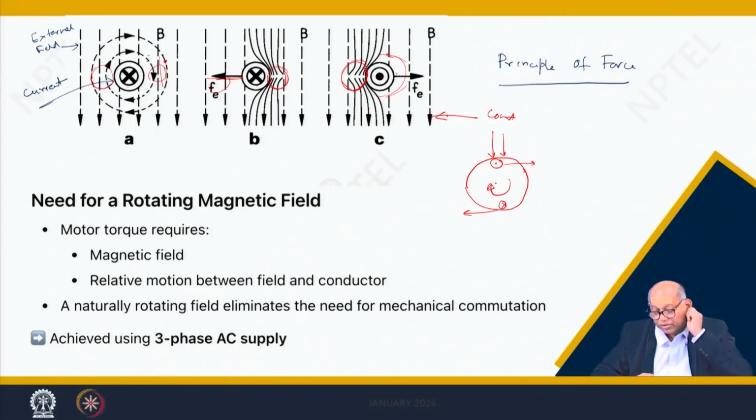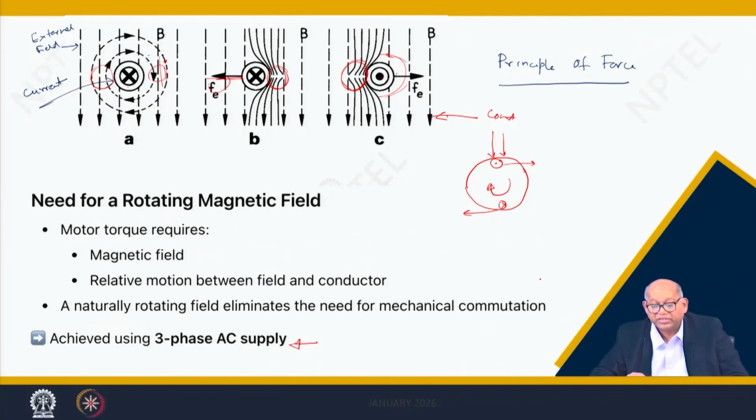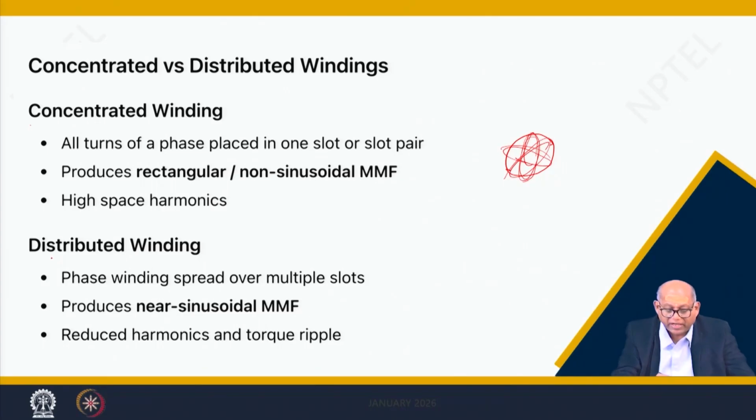Therefore, this is achieved using a three phase supply. This is not achieved by a single phase supply, as I discussed earlier. Here it is achieved by a three phase supply. So, we will see how it will be done. This is done by two kinds of windings. One is a three phase winding which is concentrated, like a concentrated winding. So, you will concentrate the winding just here, here. Or it can be a distributed winding, that means the winding is everywhere.